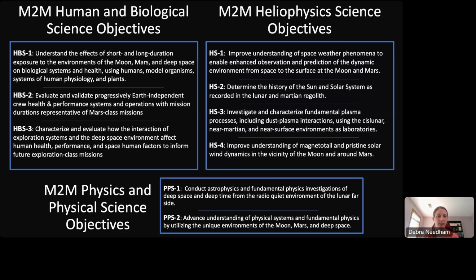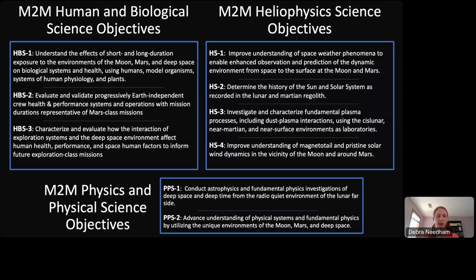HS2 is looking at determining the history of the sun and solar system as recorded in the lunar and Martian regolith, and HS3 is looking at investigating and characterizing fundamental plasma processes, including dust-plasma interactions in various environments.